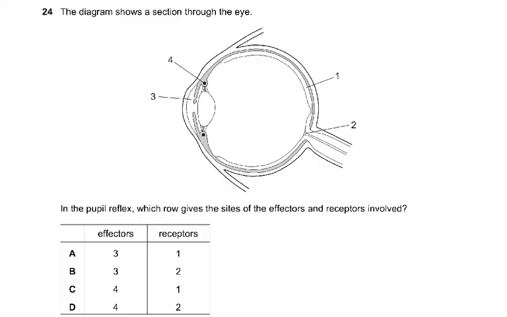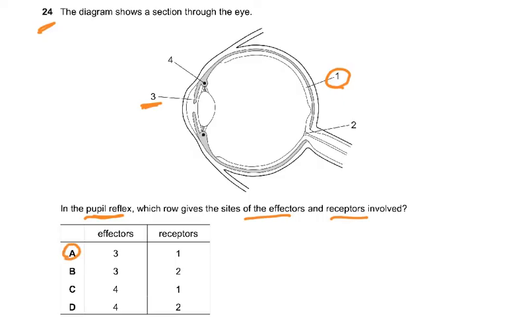Question number 24. The diagram shows a section through the eye. And it says the pupil reflex is what happens. Muscles in the iris. Which is the iris? Iris is 3. Which row gives the sites of the effector and the receptor? So when somebody shines a torch in your eye and your pupil becomes lesser in diameter, well, it's actually the retina which has detected it. So 1 is the receptor and 3 is the muscle of the iris. So the answer would be A.